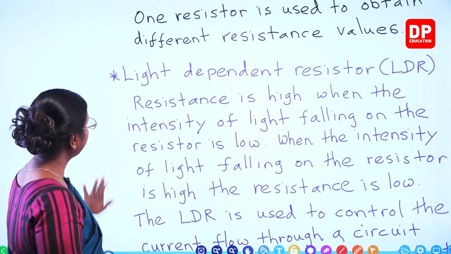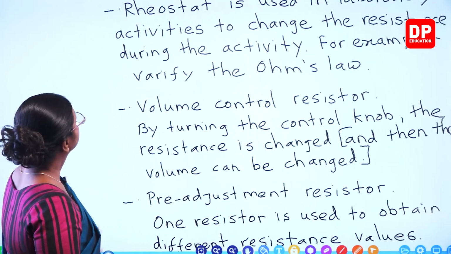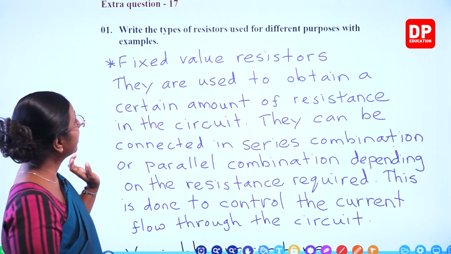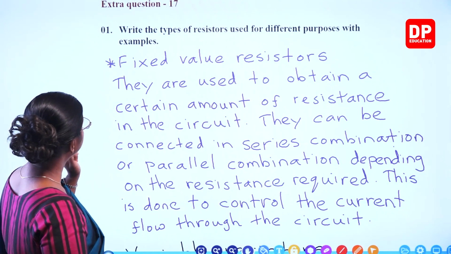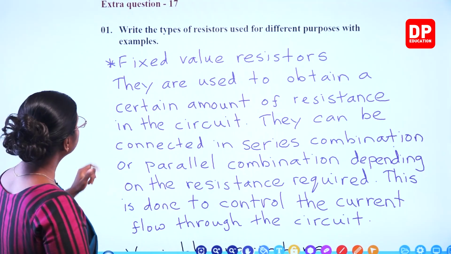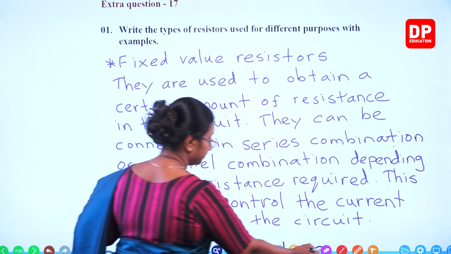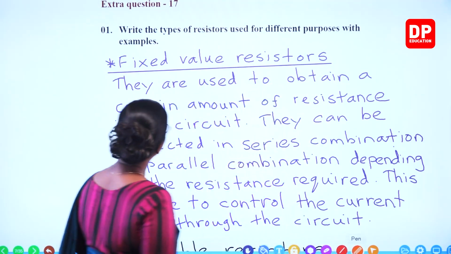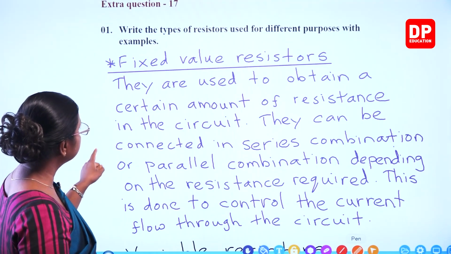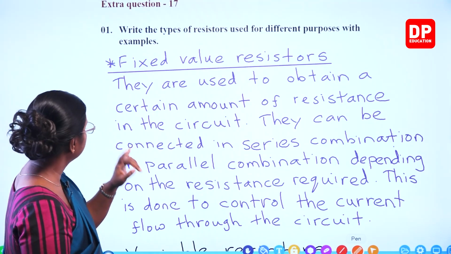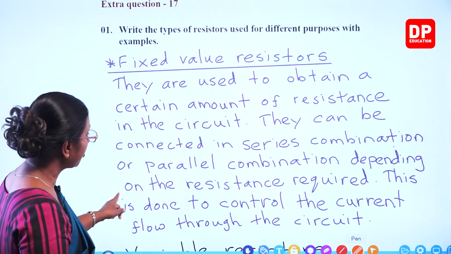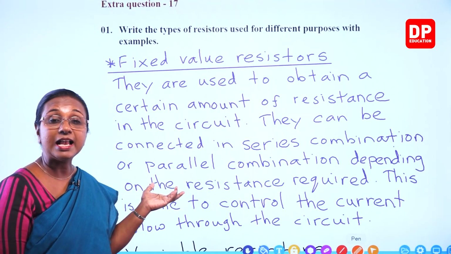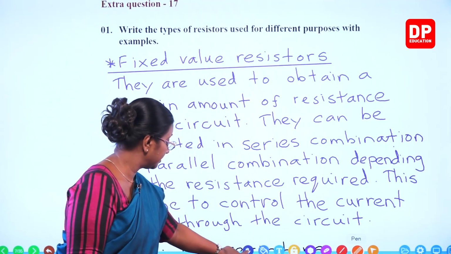We will quickly go back and go through the answers. So the question was to write the types of resistors for different purposes with examples. The first one, fixed value resistors. They are used to obtain a certain amount of resistance in the circuit. They can be connected in series combination or parallel combination depending on the resistance required. That is why we calculate the equivalent resistance.